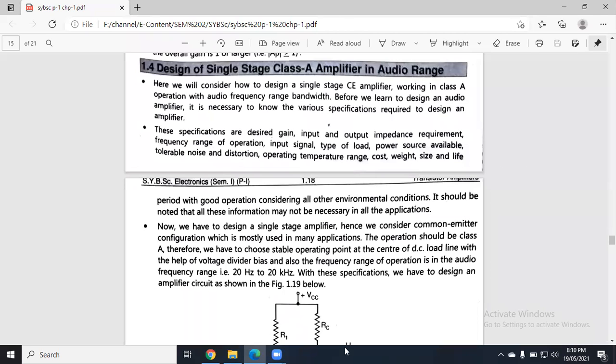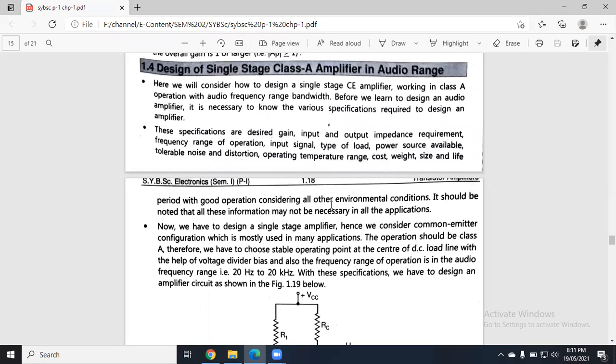Okay, so we are going to design the class A amplifier and that will be used for the amplification, and its range will be audio range. Audio range means the audible range, 20 hertz to 20 kilohertz. In between this signal, this amplifier is going to amplify the input signal.